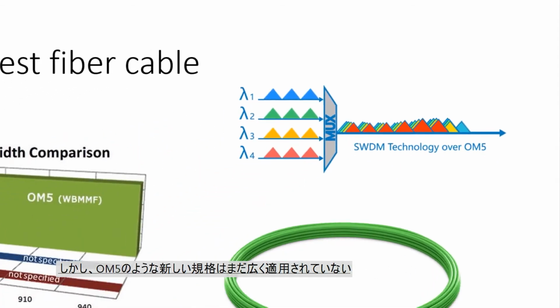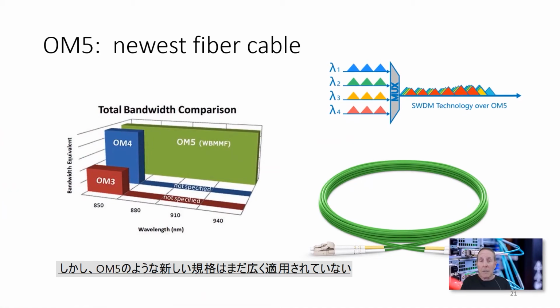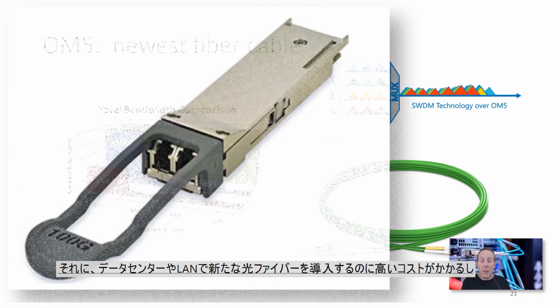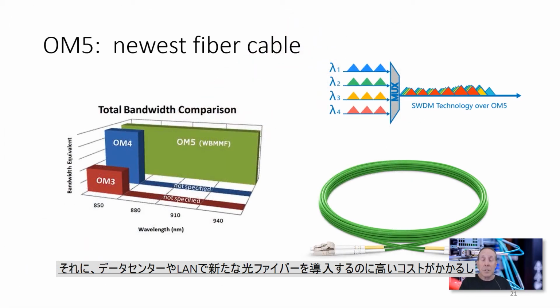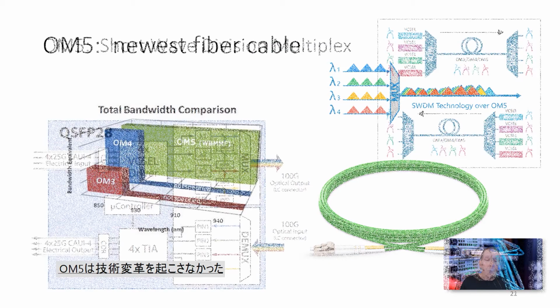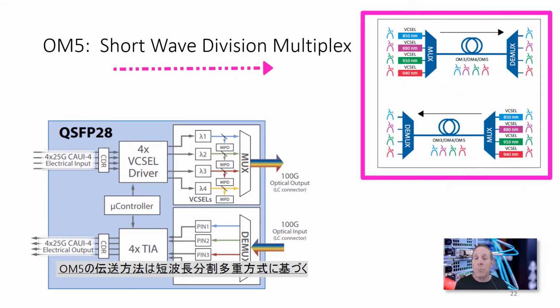Problem has been the complexity of the transceivers and optics and electronics, the cost of putting out new cable in a data center or local area network. So although this technology promises improvement in bandwidth, it has not taken the industry by storm. It's based on shortwave division multiplexing.